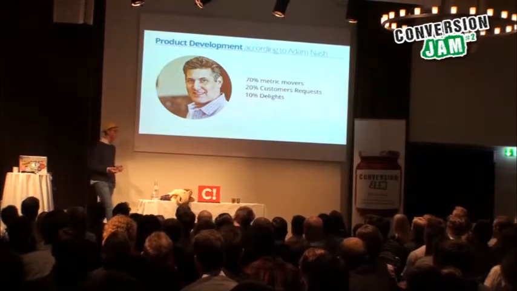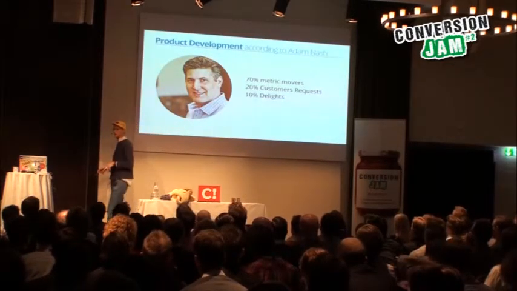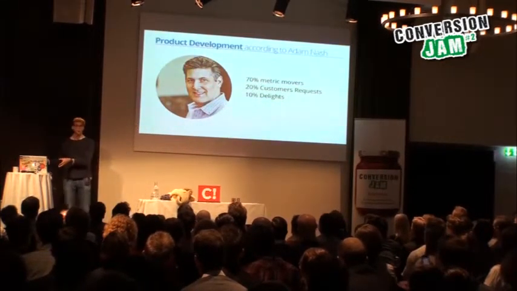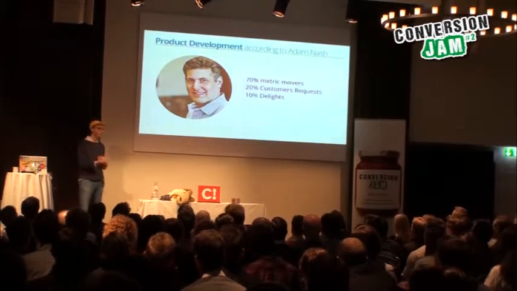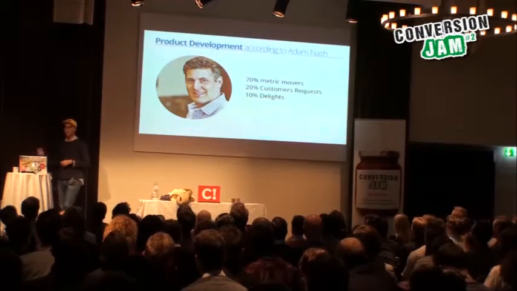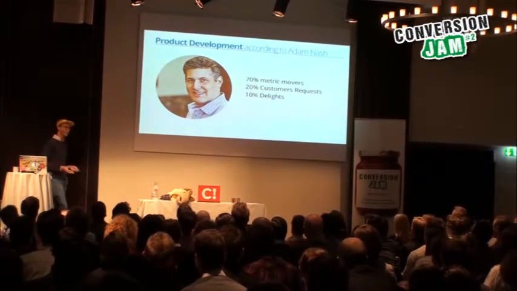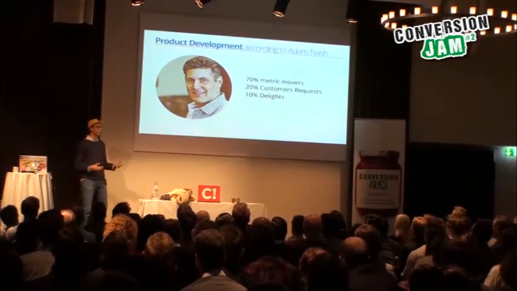At LinkedIn, when they're planning sprints, they will take 70% of the time and put it into metric movers. So these are product development changes that they believe will push their KPIs. And then 20% in customer requests, because you don't want to be an asshole. And then 10% to just making the service more fun and great to use.